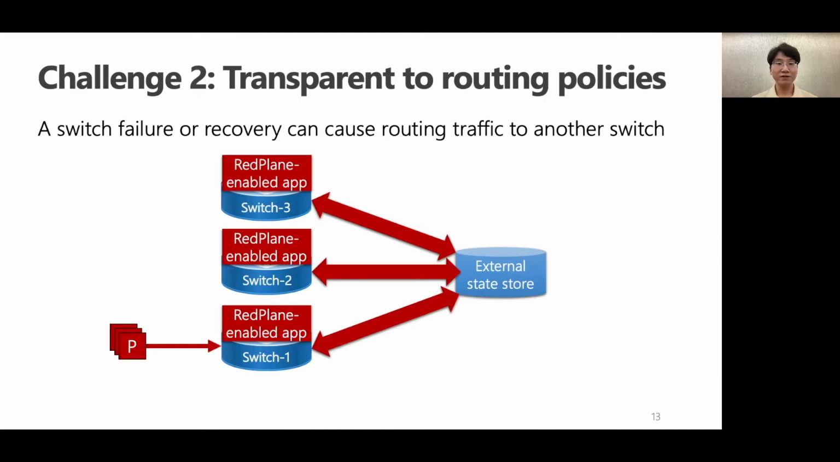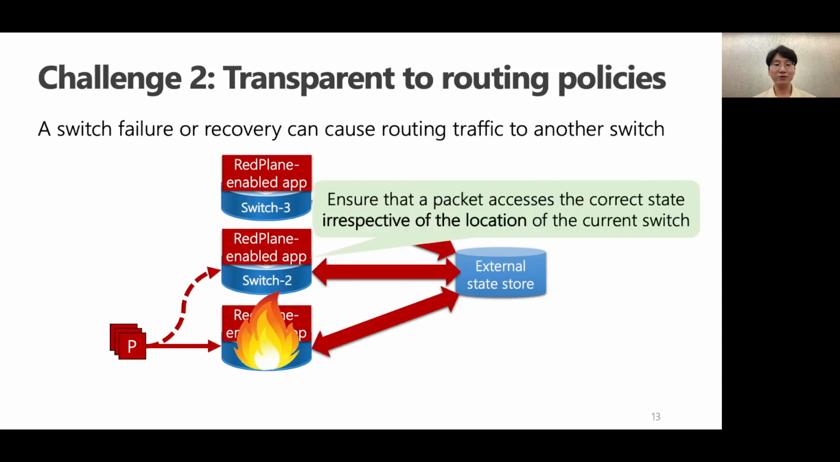Even if we could correctly replicate the state for an app running on a single switch, there's another challenge when multiple switches are involved. When a switch fails or is being recovered, the existing routing policy can route packets to an arbitrary switch, which may be unpredictable. In this example, the upstream switch initially routes the red flow to switch 1. And when switch 1 fails, it starts routing packets to another switch, which is switch 2. But we don't know in advance if the flow will be rerouted through switch 2 or 3.